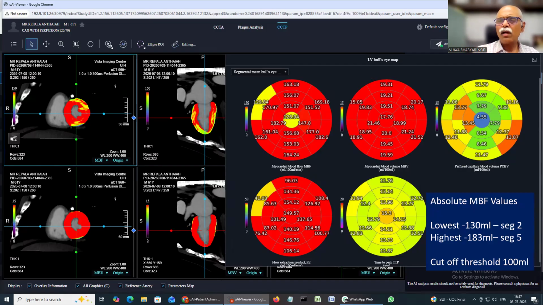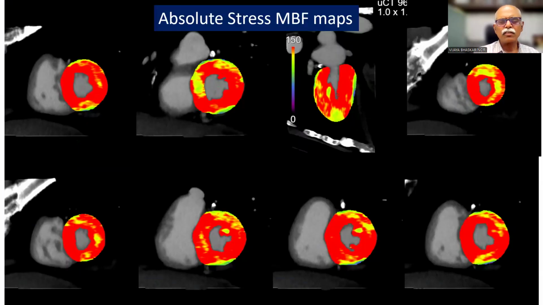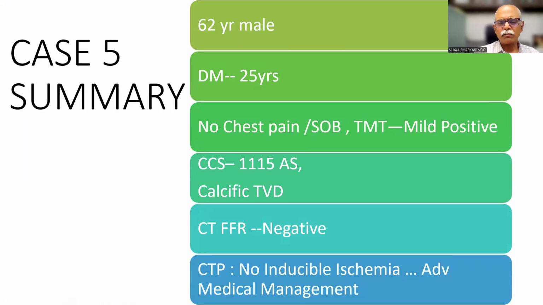CTFFR is giving a normal value here. That is, CTFFR is giving an accurate value, and CT myocardial perfusion also is accurate, showing that there is no myocardial segment which is less than 100 ml per minute. That means no hemodynamic stenosis. So the patient was put on medical management.